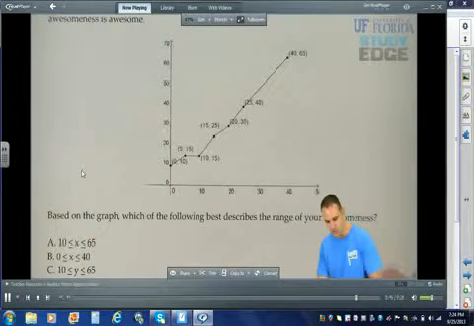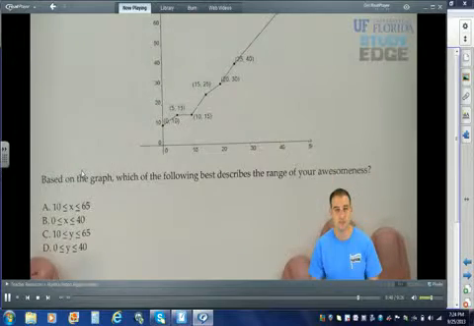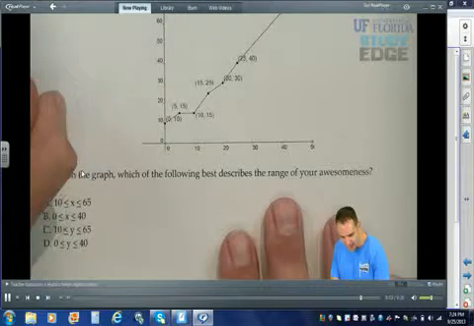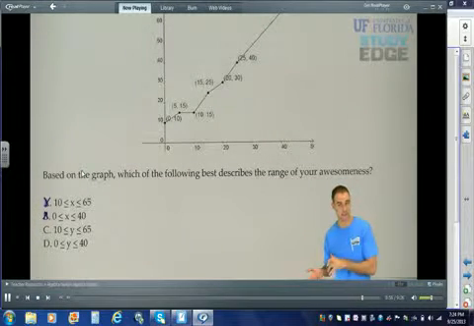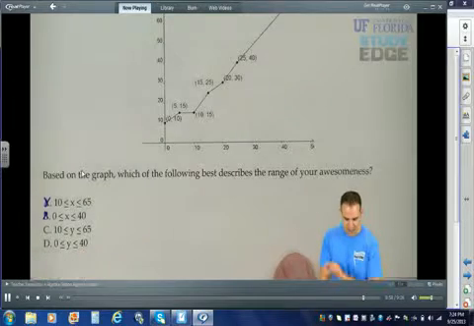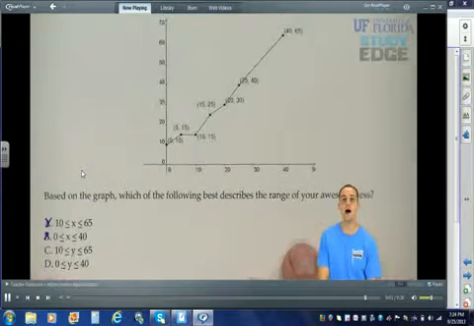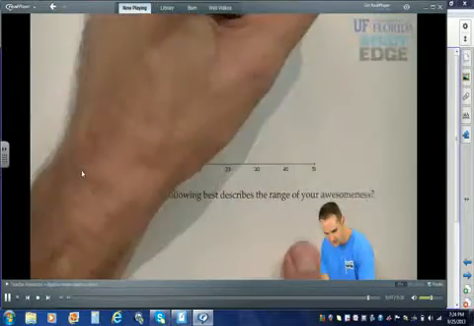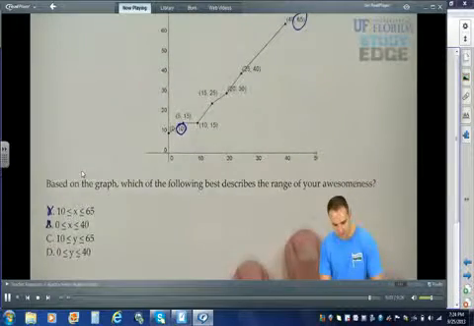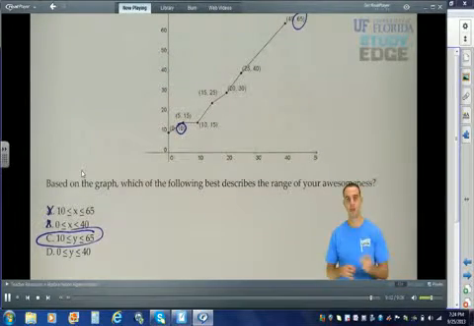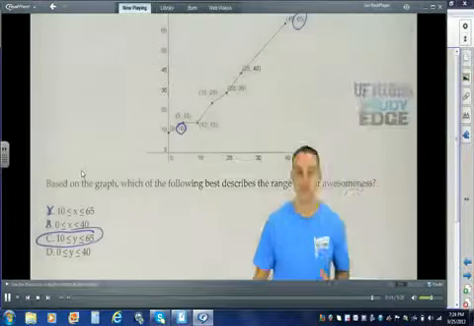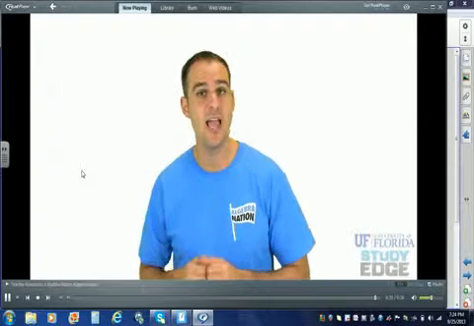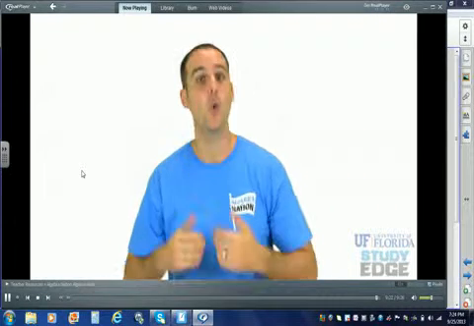Based on the graph, which of the following best describes the range of your awesomeness? Range, remember, is y's. Range is y, so automatically A and B are out because A and B are x's. So is it 10 to 65 or 0 to 40? So let's look at it again. The lowest y is 10. The highest y is 65, and that is your range. Y is between 10 and 65. So overall, with relationships, make sure you can find domain and range for given points, a line segment, a continuous piecewise line segment, or a parabola.